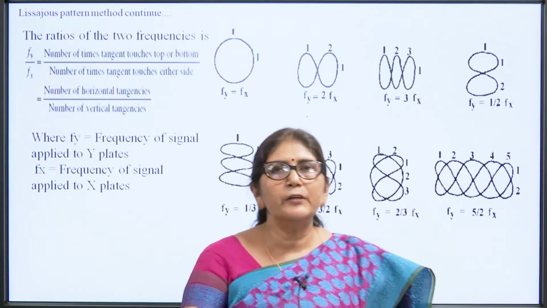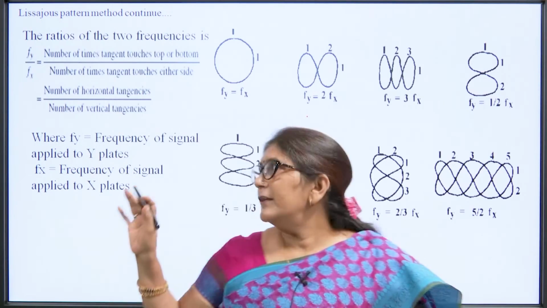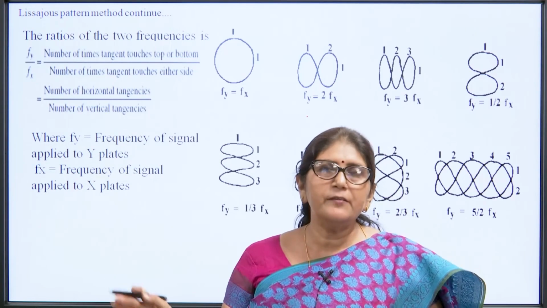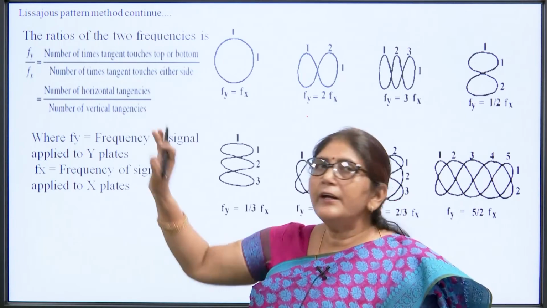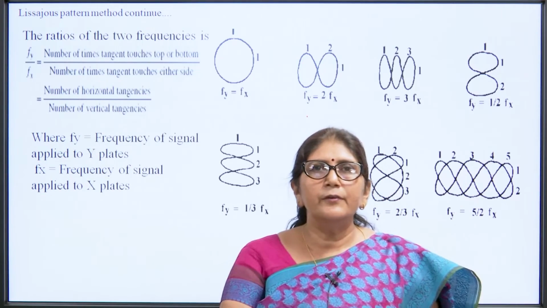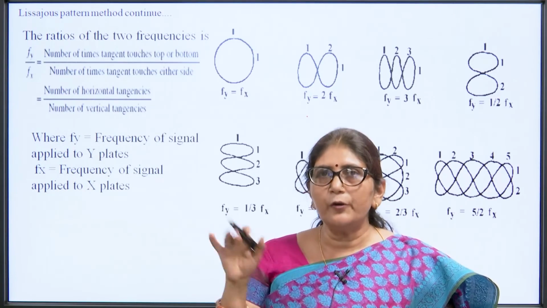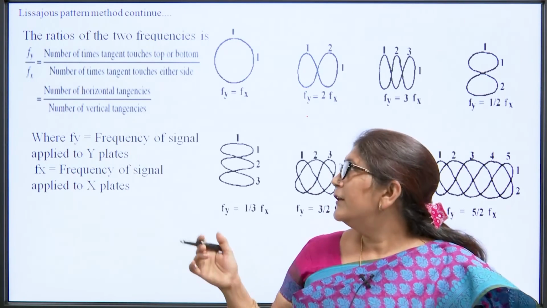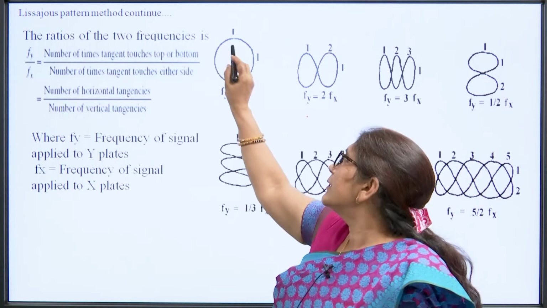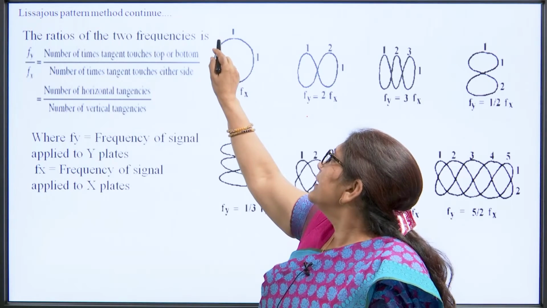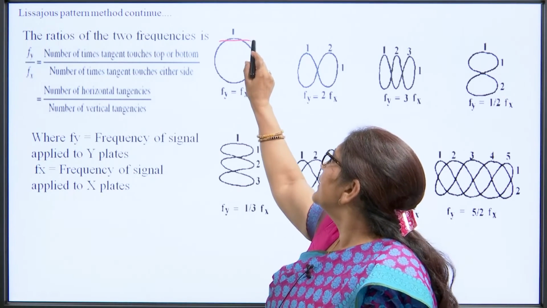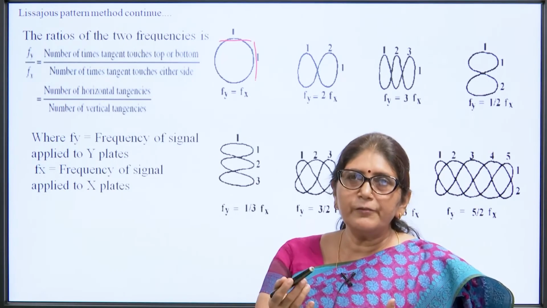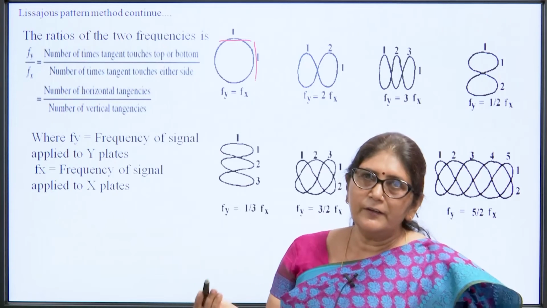So, this is the formula for calculating the frequency. The ratio of the two frequencies, f y, the unknown frequency, and f x, the known frequency: f y by f x is equal to the number of tangents touching the top or bottom, by the number of tangents touching either side. Suppose the number of tangents touching at the top is 1 and the number touching at the side is 1. It means the unknown frequency is equal to the known standard frequency.